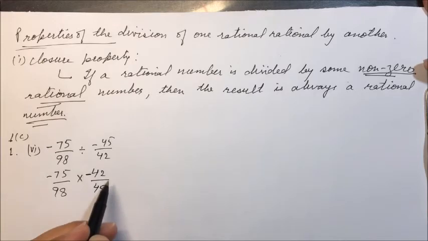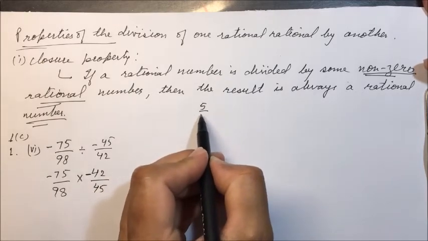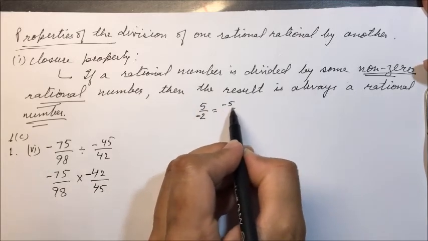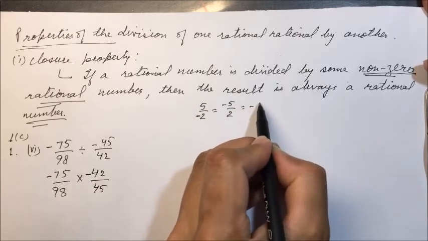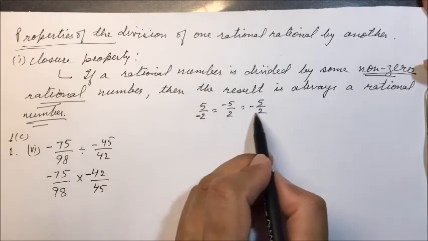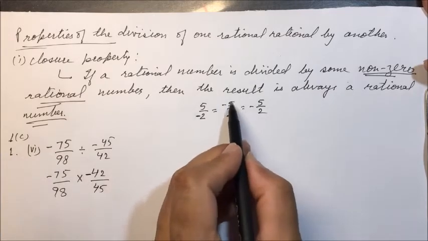So this is the standard form. If a number is given as 5 by 2 and the minus sign is put here, we can write it as minus 5 by 2. So a number can be represented in these forms and this is the standard form.